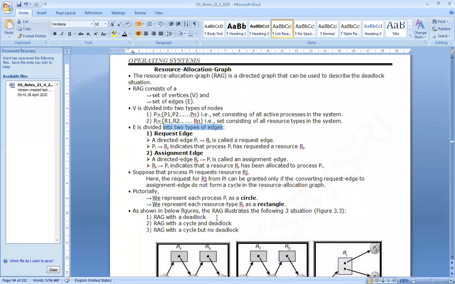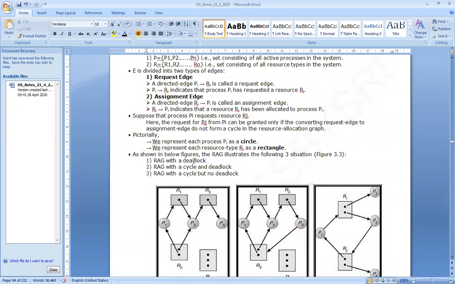Through this small diagram, suppose that process Pi is requesting the resource Rj. The request for Rj from Pi can be granted only if converting the request edge to an assignment edge does not form any cycle in the resource allocation graph. So there should not be any cycles in the resource allocation graph.